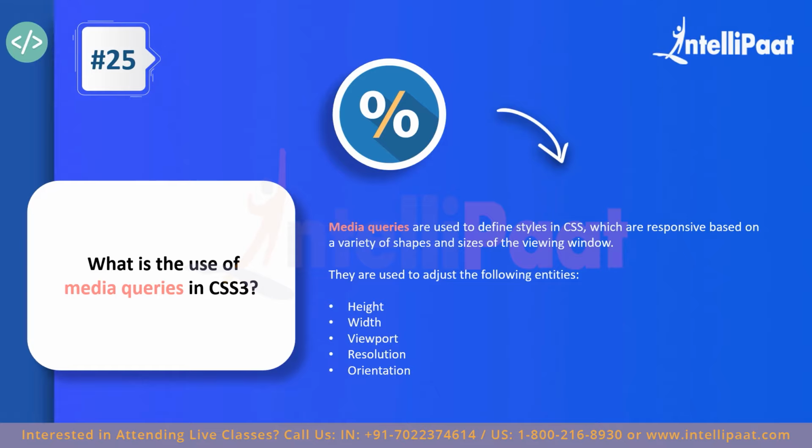So they are mostly used to adjust a lot of entities, such as the height of viewing, then you have the width, then you have the viewport. The viewport is very important for rendering and showing to the users. Then you have the resolution, you have the orientation, and so many things, right? So to adjust all of these and to define styles for these in CSS, media queries are made use of. And the good thing is that they help a lot whenever you're talking about responsive web designing as well. So that's a win-win for both efficiency and looks.